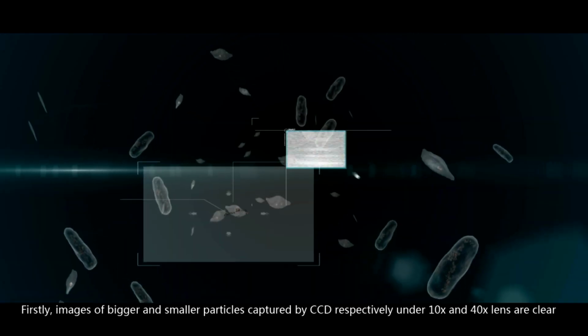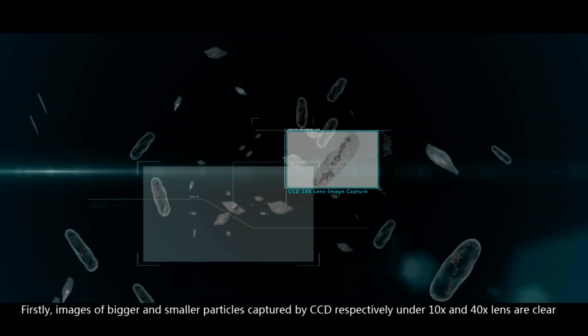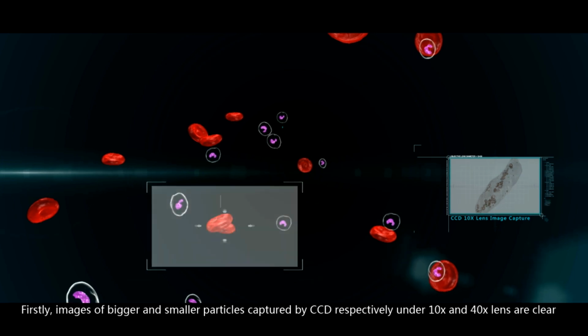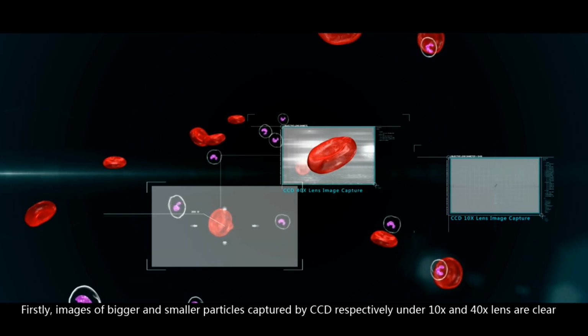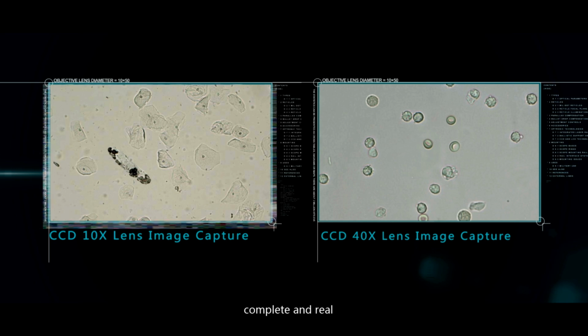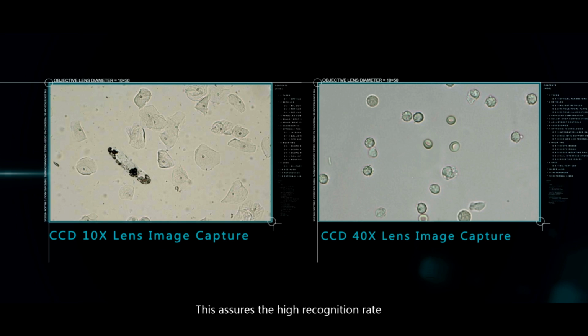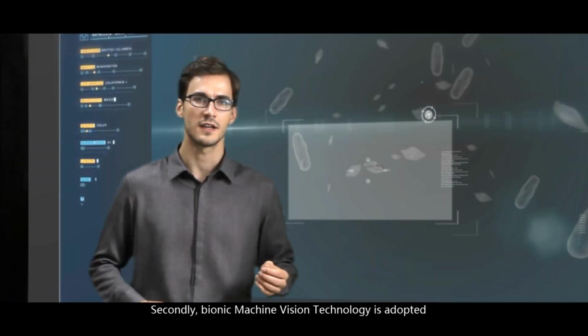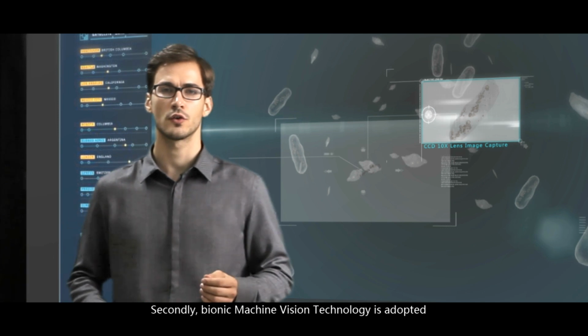High recognition rate. Firstly, images of bigger and smaller particles captured by CCD respectively under 10 times and 40 times lens are clear, complete, and real. This assures the high recognition rate. Secondly, bionic machine vision technology is adopted.